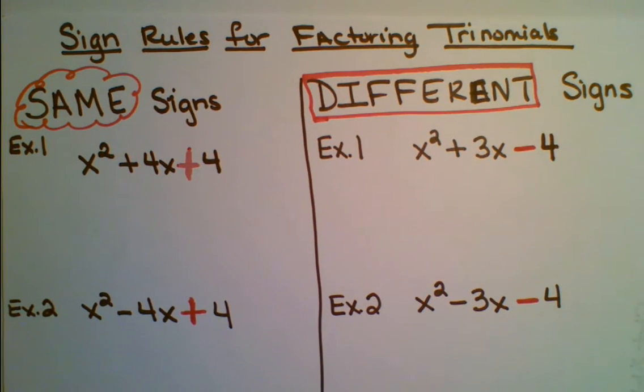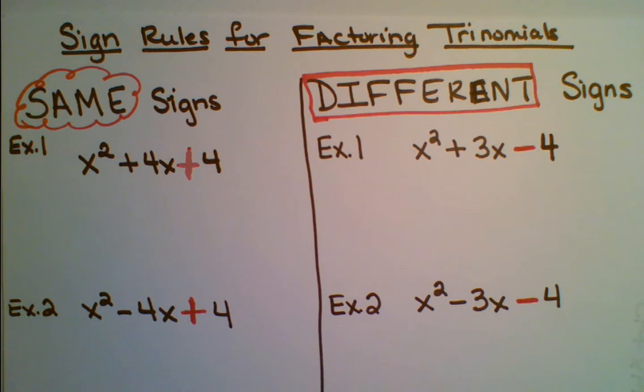All right, sign rules for factoring trinomials. So now we're going to get into three terms, how to factor a three-termed polynomial. We first need to look at how we're going to set up the trinomial as well as how we're going to place the signs. And real simple, easy rules for factoring the trinomials. So either we're going to have the same signs or different signs.